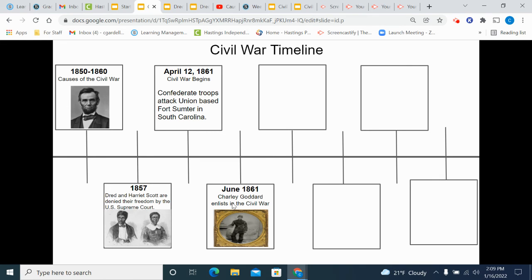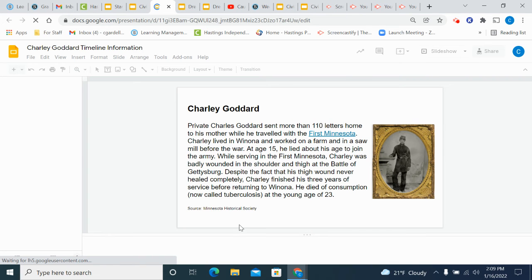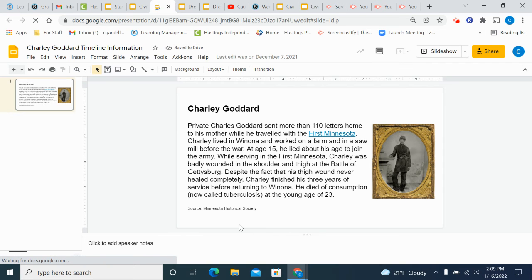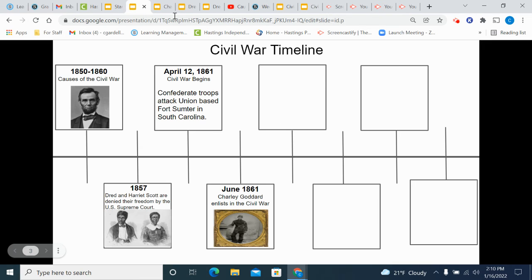Specifically, it's titled June of 1861, and it states Charlie Goddard enlisted in the Civil War. I'm going to click on that image. And again, this time it pulls me to something different. I don't have a mind map this time. Instead, I have information about Charlie Goddard and specifically what happened to him, not only when he enlisted in the war, but some of the battles that he was involved in, as well as what happened to him after the war had concluded. So those are 4 examples of how you can set up your Civil War interactive timeline.